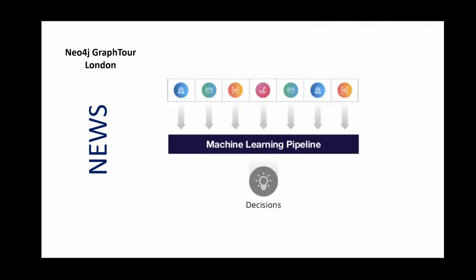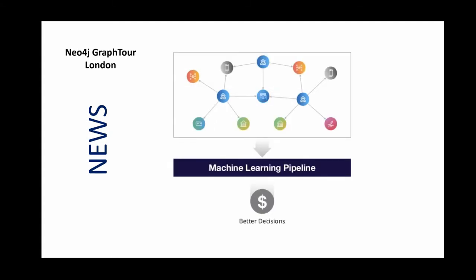So rather than loading in your data in this kind of row-like way, which seems kind of archaic now, and you get some machine learning pipeline and then you have some decisions, you can actually look at the connected nature of all of this data. You can push that into your machine learning pipeline, and then out of that you get better decisions. And I think this is the future.